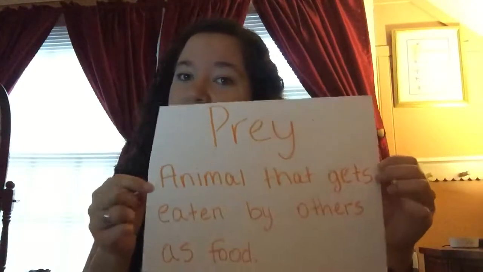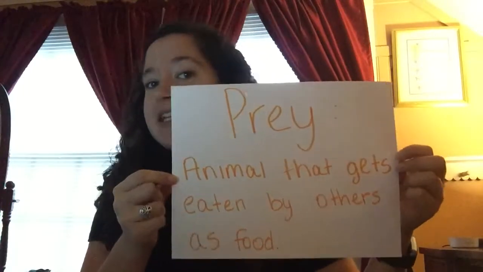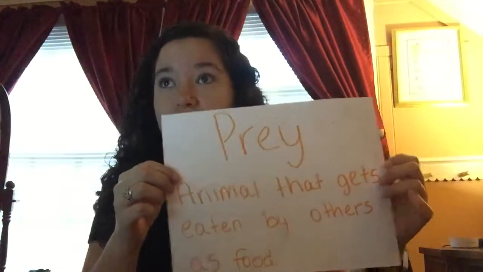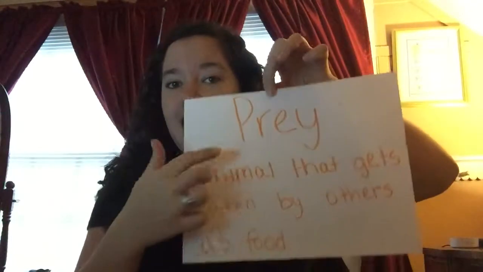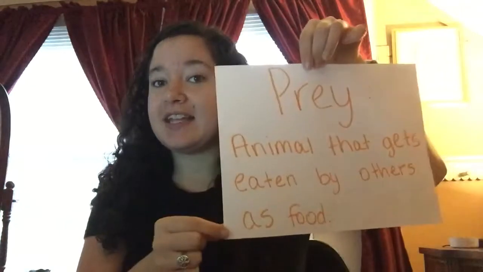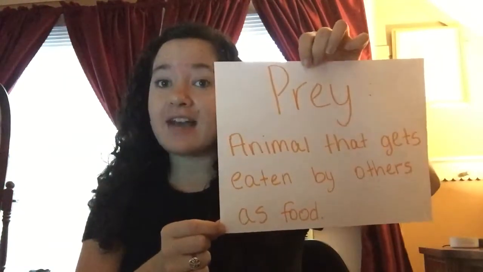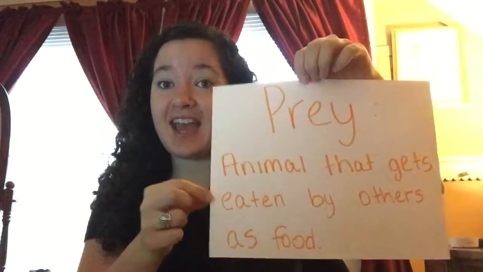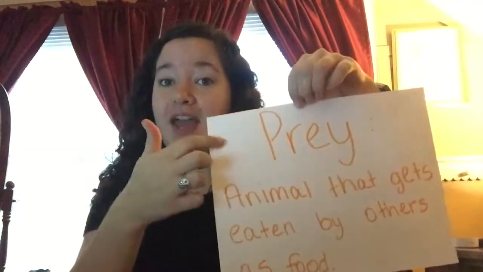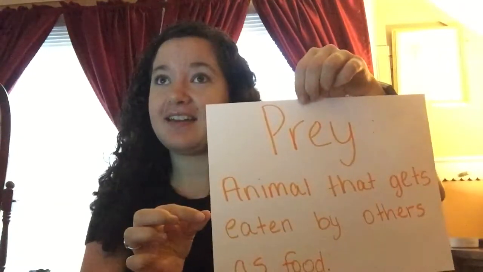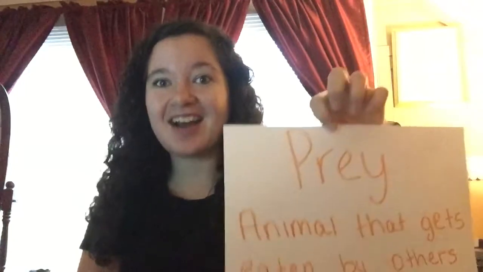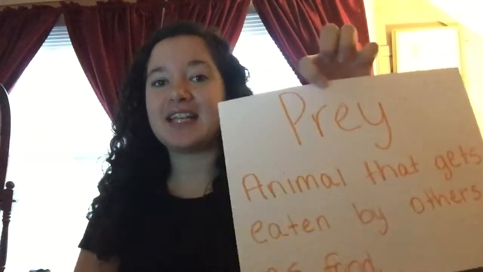Good job. Prey is an animal that gets eaten by others as food. Let's say that all together. Prey is an animal that gets eaten by others as food. Great job. Can you say that on your own? Prey is an... Good job. Prey is an animal that gets eaten by others as food.